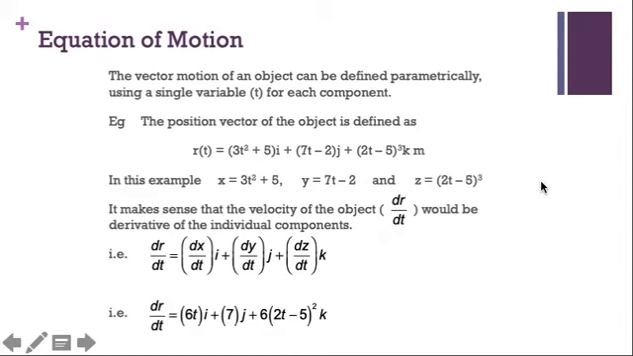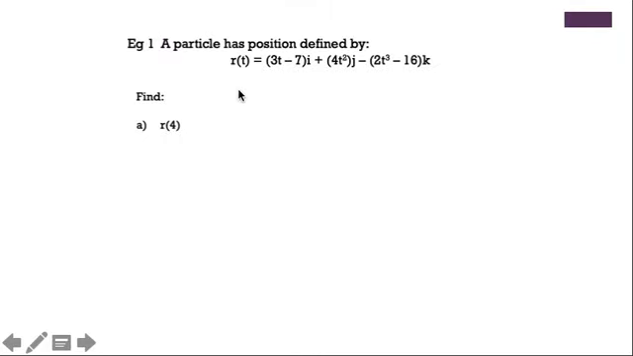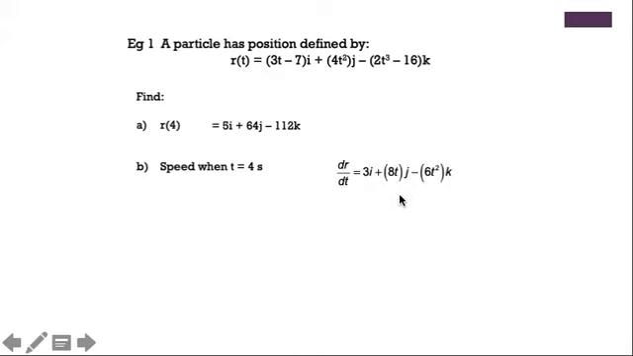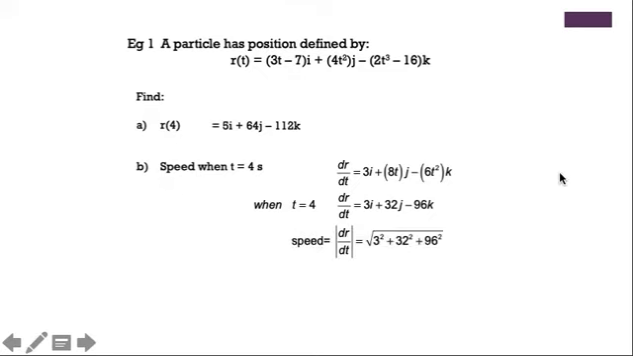So if we've got a particle, we've got a position vector, then we can find the position vector at different values of t, usually time. So we know we can just substitute in when t equals 4. We can find the speed, which we know is just going to be the first derivative to give the velocity vector, and substitute in 4. Okay, and because it's speed, not velocity, we do want the magnitude.